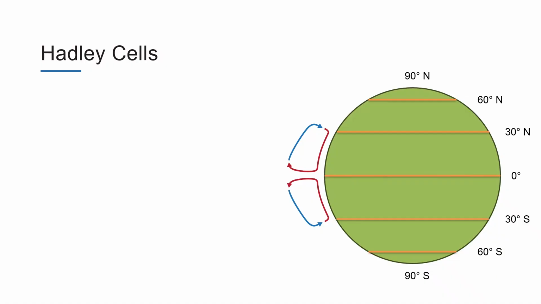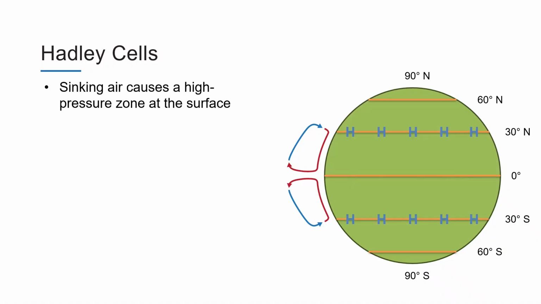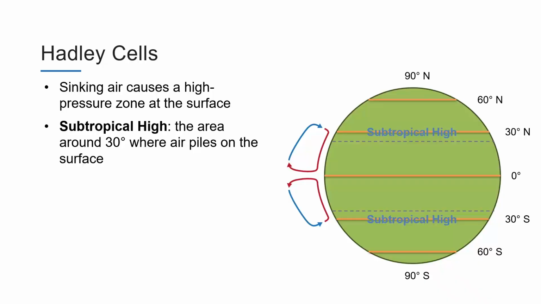And then on the other hand, sinking air causes a high pressure zone at the surface. This is indicated by blue H's on weather maps. So here at about 30 degrees latitude, sinking air piles up on the surface, giving us the subtropical high, so called because it is below the tropics, either north or south.